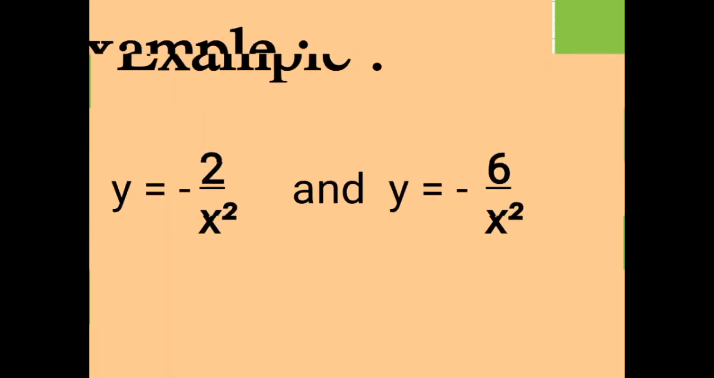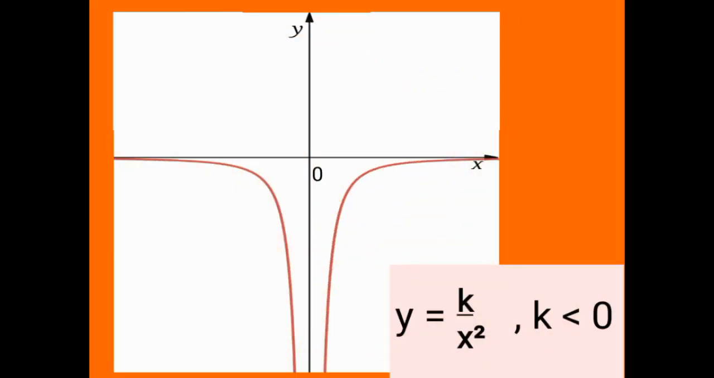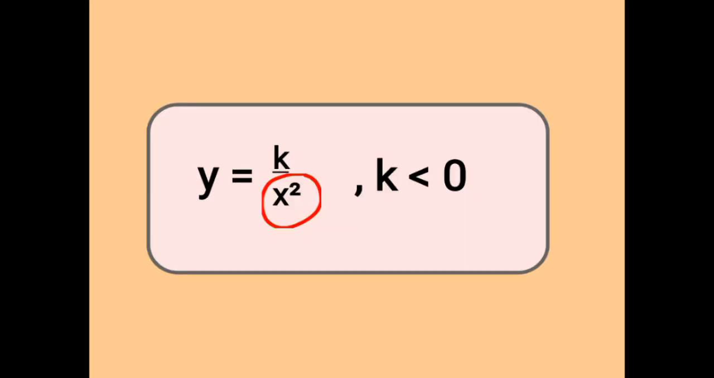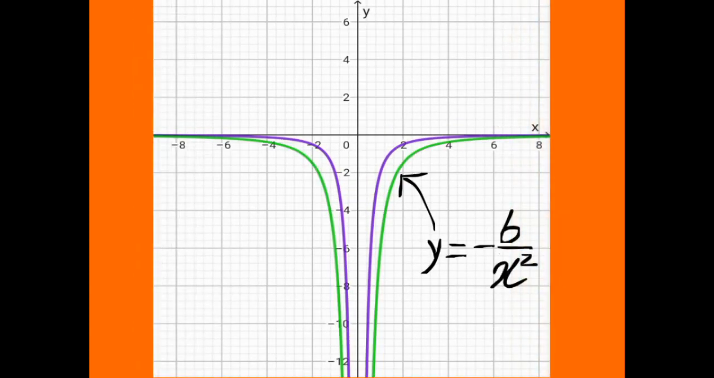Y equals minus 2 over x squared and y equals minus 6 over x squared. Both of these graphs are y equals k over x squared with k less than 0 graphs with asymptotes at x equals 0 and y equals 0. As x squared is always positive and k is less than 0, all the y values are negative here. The graph y equals minus 2 over x squared would take this shape, and the graph y equals minus 6 over x squared would look like this.